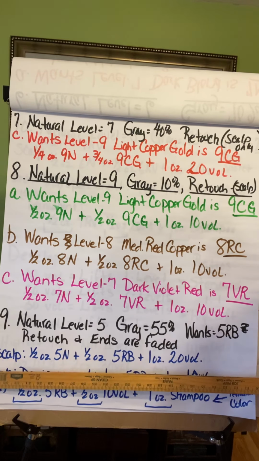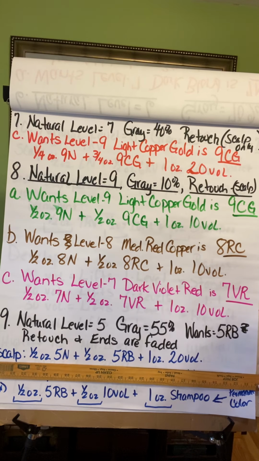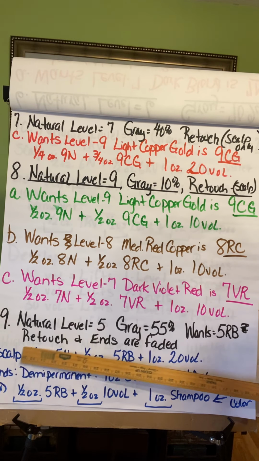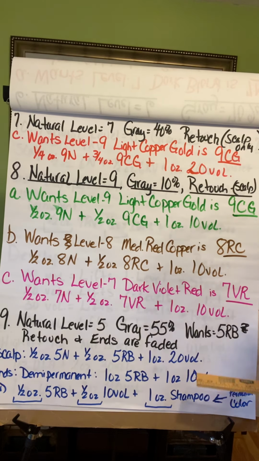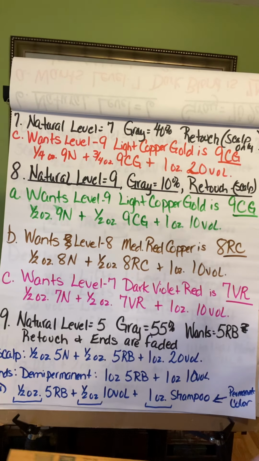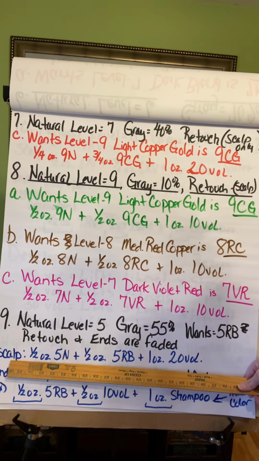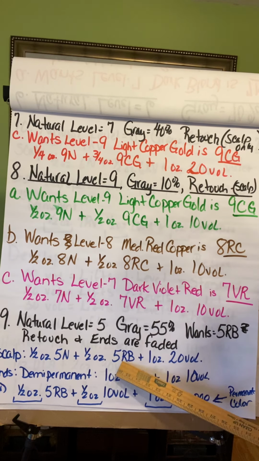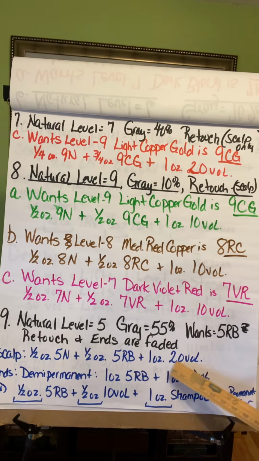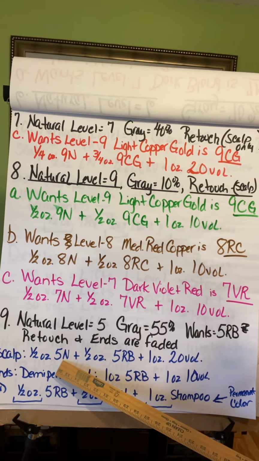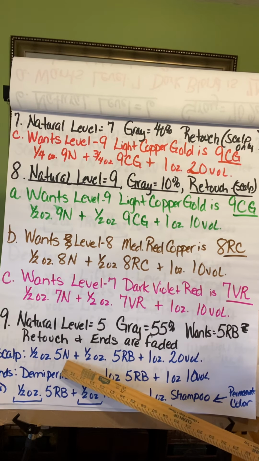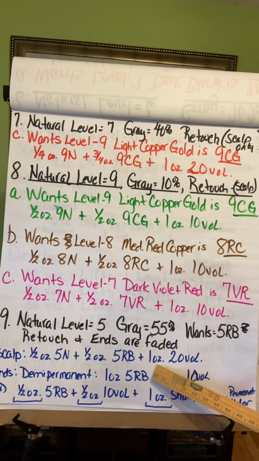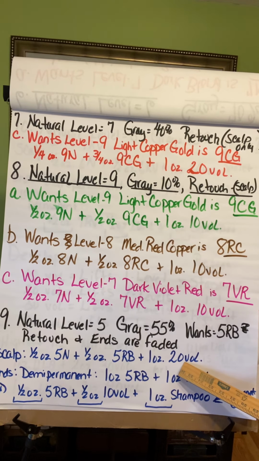So her scalp formula is going to be 1/2 ounce of 5N, because she wants to be a level 5RB. So she wants to be a level 5. So you're going to do 1/2 ounce of 5N plus 1/2 ounce of 5RB plus 1 ounce of 20 volume developer. The natural needs to be in the level that she wants, and the level that she wants is a 5. 20 volume developer because she's got over 50% gray, and I want to cover it completely.